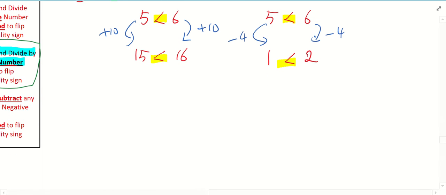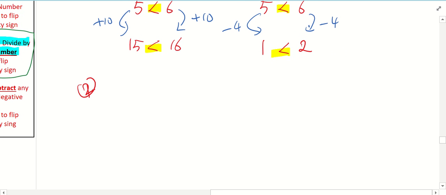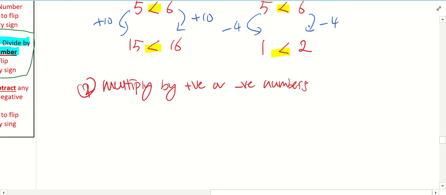Let's look at case number 2. What if I multiply both sides by positive or negative numbers? We're going to use the same example: 5 smaller than 6. Let's multiply both sides by a positive number, say 3. 5 times 3 is 15, and 6 times 3 is 18. You realize that the inequality sign has no change.